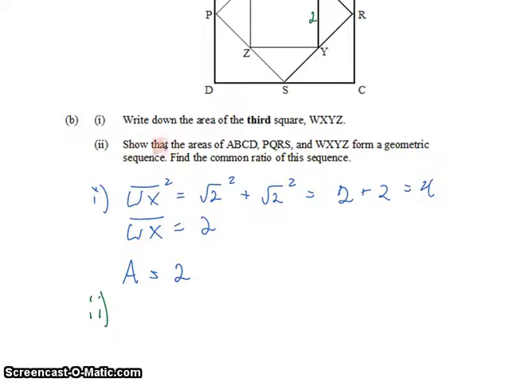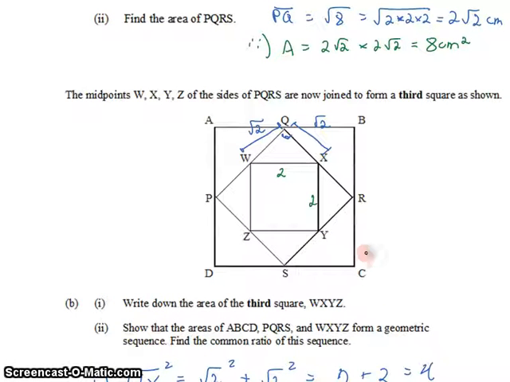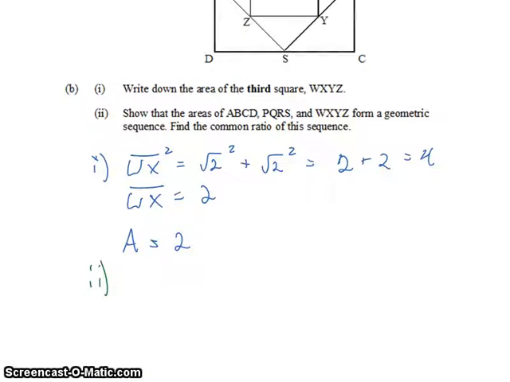Part 2 says to show that the areas of the 3 squares, the big one, ABCD, the medium one, PQRS, and the little one, WXYZ, form a geometric sequence, and we want to find the common ratio of this sequence. So to form a geometric sequence, they need to have a common ratio. We need to multiply by the same number again and again to go from one to the other. So we'll have the area of the big square, the medium square, and the little square, and we'll compare these 3 areas.